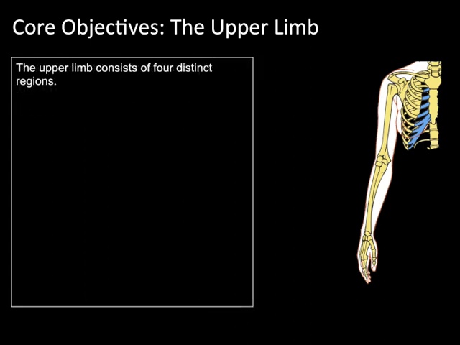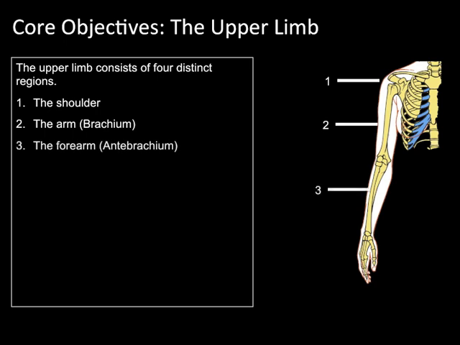The upper limb consists of four distinct regions: the shoulder or scapular region, the arm or brachium in Latin, the forearm or antebrachium in Latin, and finally the hand. In subsequent videos, the muscles found in these separate regions, their actions, and the nerves that innervate them will be discussed in detail.